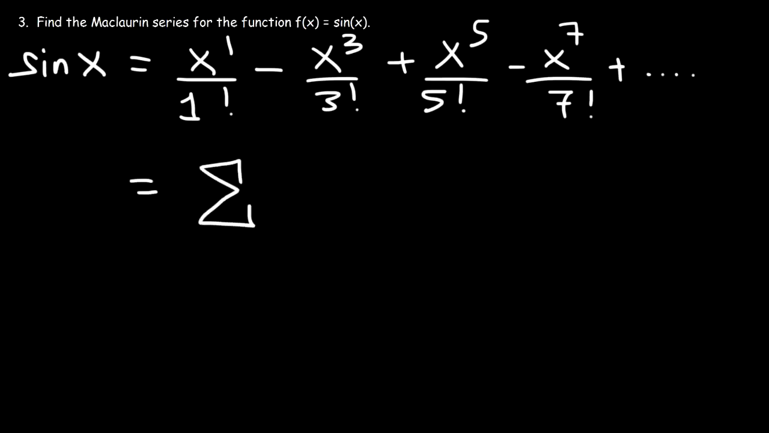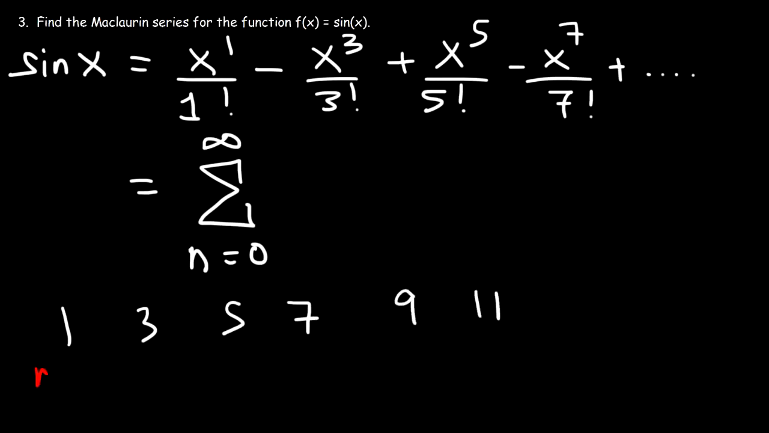So now let's write a general expression for that series. So let's start from 0 to infinity. So when n equals 0, we need to get x to the first power over 1 factorial. And when n is 1, we need to get 3. So let's write down the sequence. So the sequence of numbers are 1, 3, 5, 7, 9, 11, and so forth. So when n is 0, we get 1. When n is 1, we need to get 3. When n is 2, we need to get 5. And the pattern will continue.